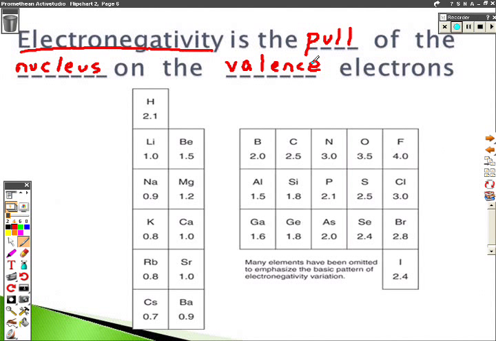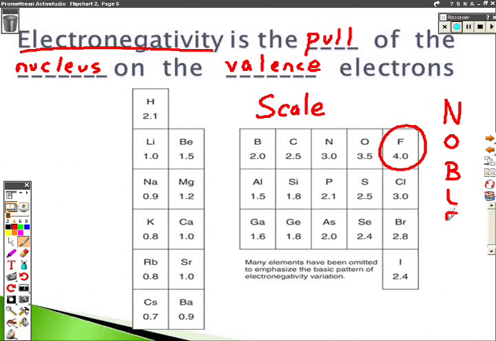And if you'll notice, this right here is a scale of electronegativity, and fluorine has got the highest electronegativity value on the periodic table. The noble gases aren't even listed. What do you think their electronegativity, their pull on their valence electrons is? Yeah, you're right. Pretty darn high. That's why we don't even list them. That's why we don't even play this game. They're stable. Their energy levels are full. Why share? Why lose and gain?